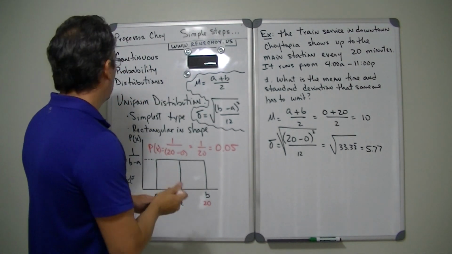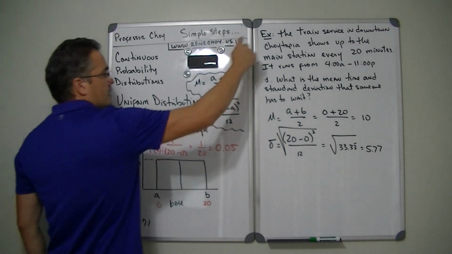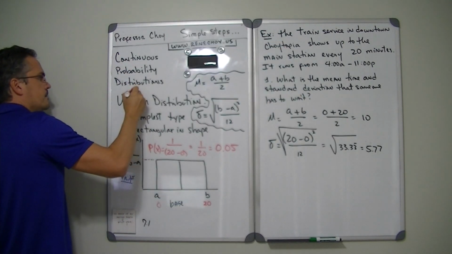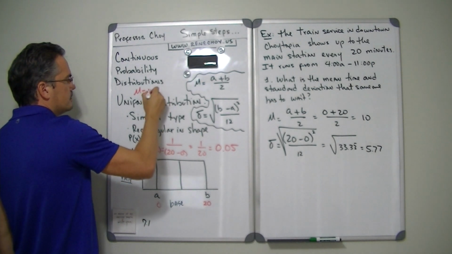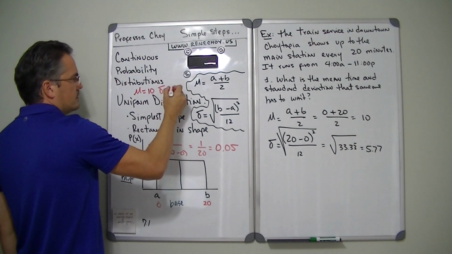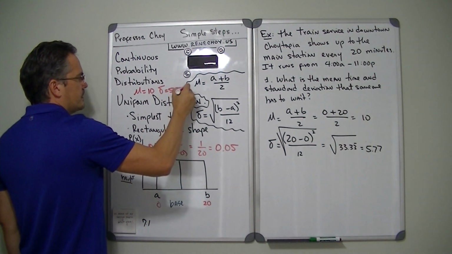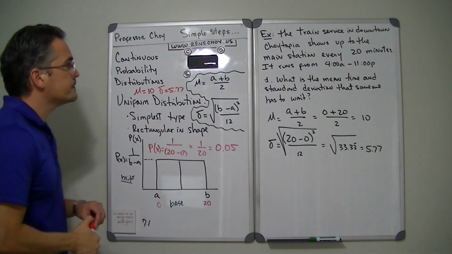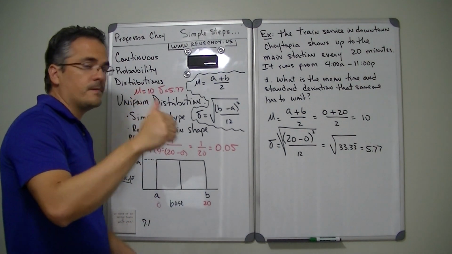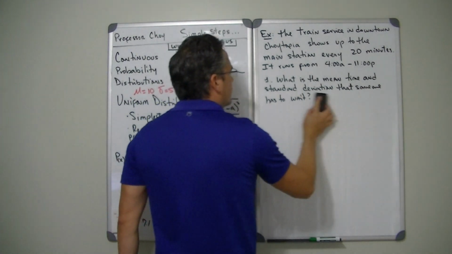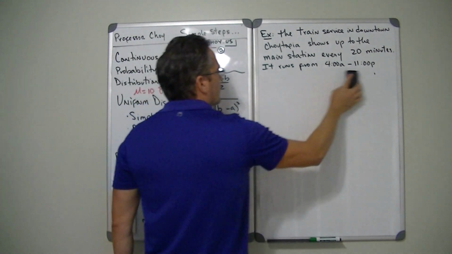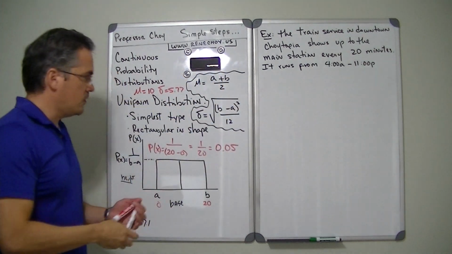Let me write that down over here. So for this particular example, we have our mean equal to 10 and our standard deviation equal to 5.77. Alright, good so far? Now let's try tackling more fun questions. So let's go to question number 2.